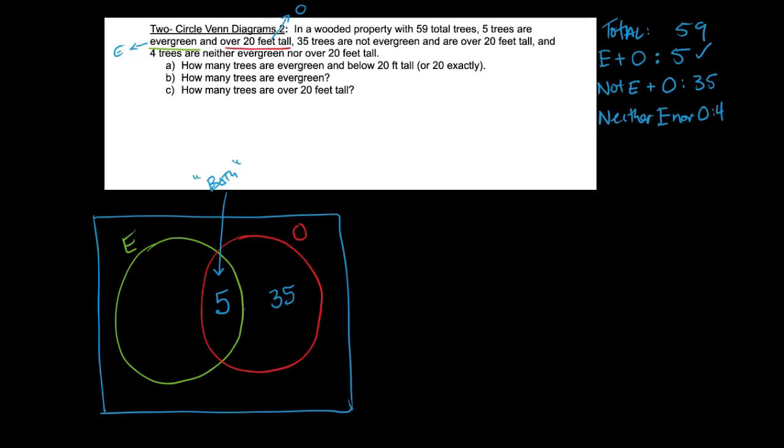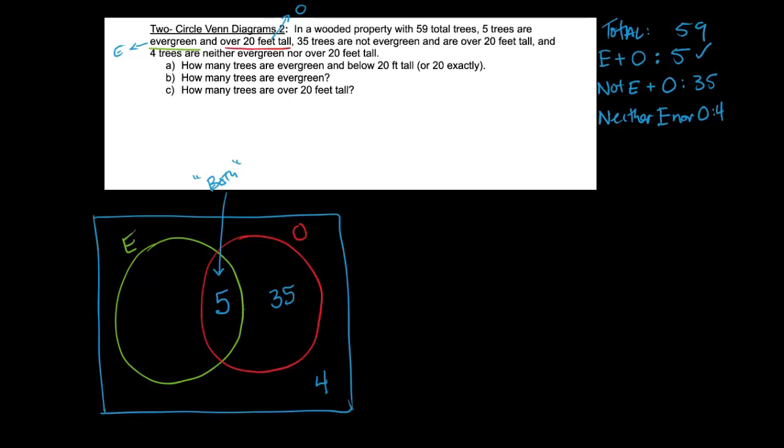And then neither evergreen nor over 20 feet tall, that means it needs to be outside those circles, and that is 4. So 4 trees are not in either of those circles or categories. So we're missing just this section over here, evergreen but not over 20 feet tall.